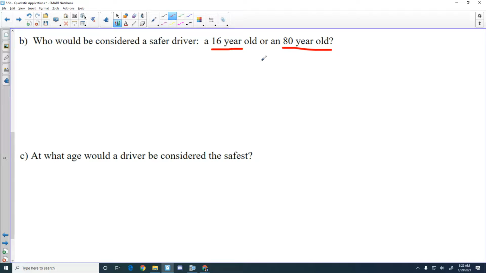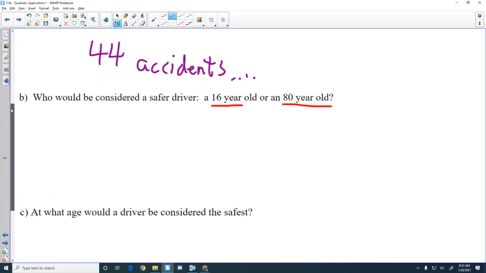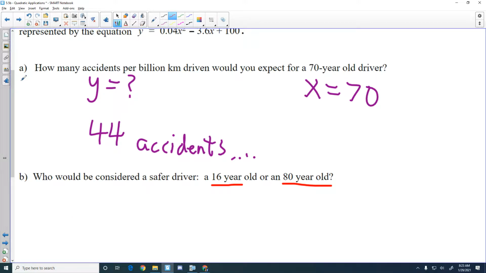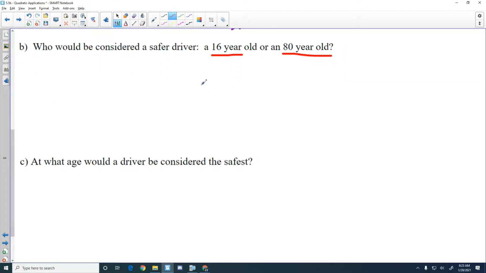All right, so how do we determine this? Which driver is safer? What information should we look at? Maybe the number of accidents? Just off the top of my head, maybe? Mr. Carlson, what's safer, a 16-year-old driver or an 80-year-old driver? Who's a safer driver, 16-year-olds or 80-year-olds? Oh, yeah. That's a tough choice. Right?